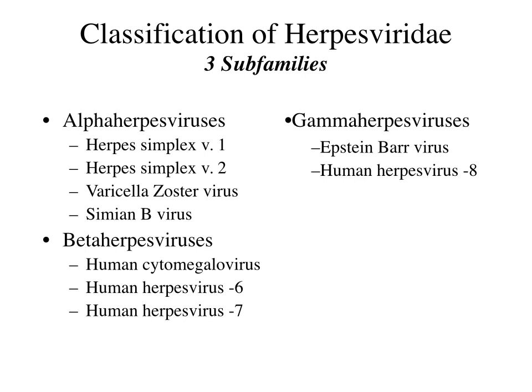The family herpesviridae is divided into 3 subfamilies: the alpha, the beta, and the gamma herpes viruses. And we'll look at all of these in the coming slides.